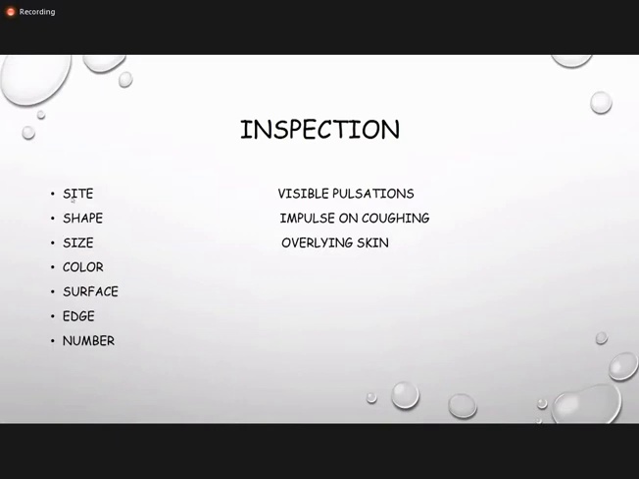Size, shape, surface. Okay, after that we will see the number of the swellings. The swelling may be single in number, or maybe associated with other lumps in the body, or the same swelling may be having 2 or 3 in number. For example, in neurofibroma there are multiple swellings in the same area.